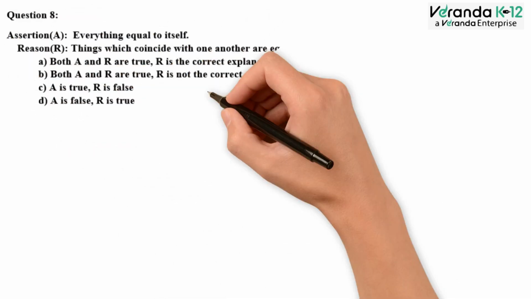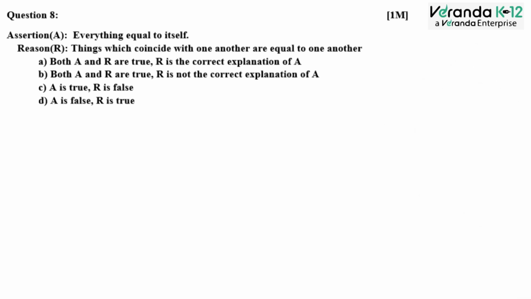Here comes the one mark from Euclid geometry. Question number 8. Assertion: Everything is equal to itself. Reason: Things which coincide with one another are equal to one another. Option A. Both A and R are true. R is the correct explanation of A.